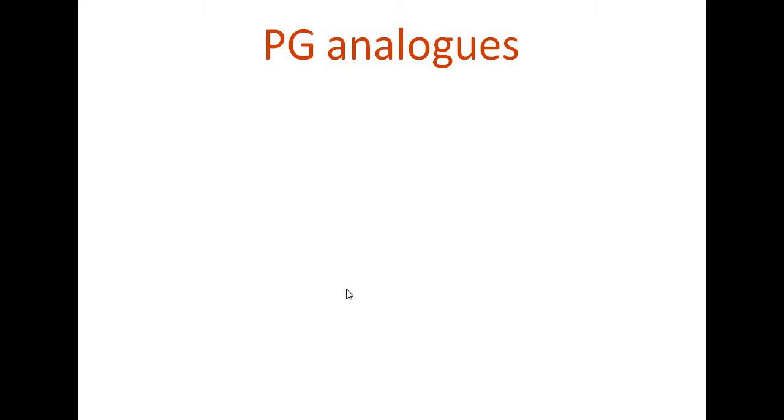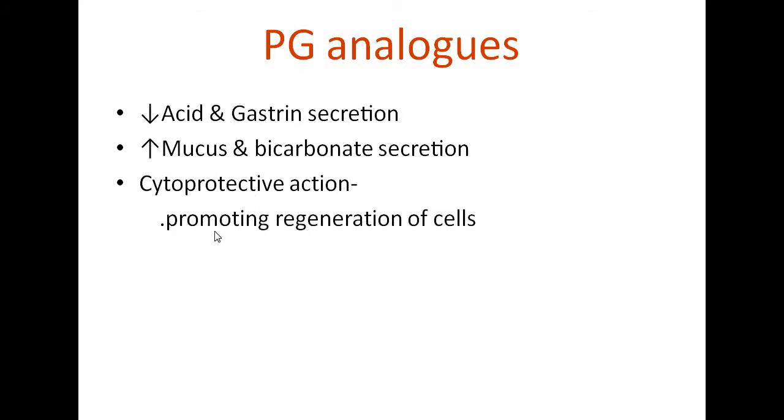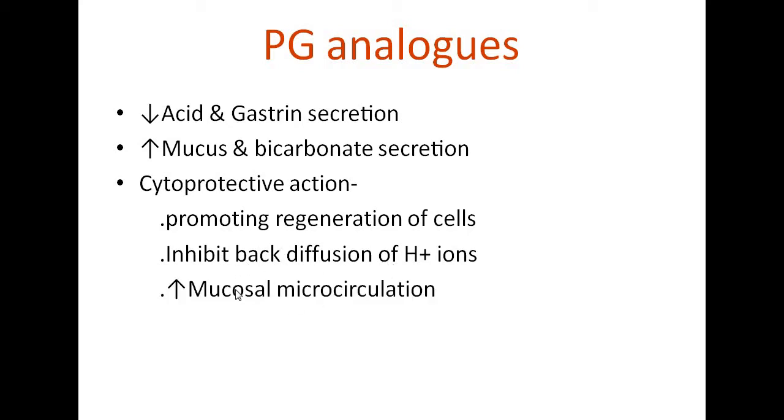Prostaglandin analogues are used because prostaglandins decrease acid production and gastrin secretion. Prostaglandin analogues increase mucus and bicarbonate secretion. So it has a cytoprotective action, promotes regeneration of cells, especially in the ulcer base, inhibits back diffusion of the hydrogen ions, increases mucosal microcirculation. Therefore, the prostaglandin analogues promote ulcer healing.